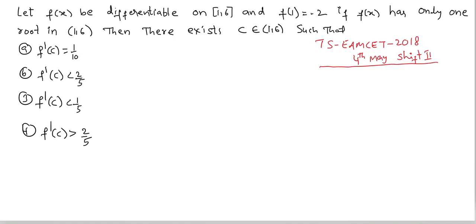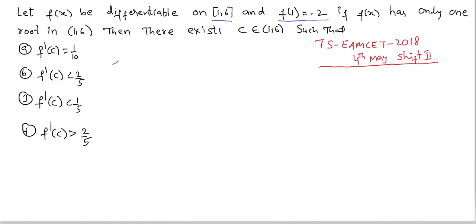Let f of x be differentiable on the closed interval [1, 6]. f of 1 is equal to minus 2. f of x has only one root in (1, 6). Then there exists c belonging to (1, 6) such that... This is a TSM set 2018 question, 4th May shift 2 question.